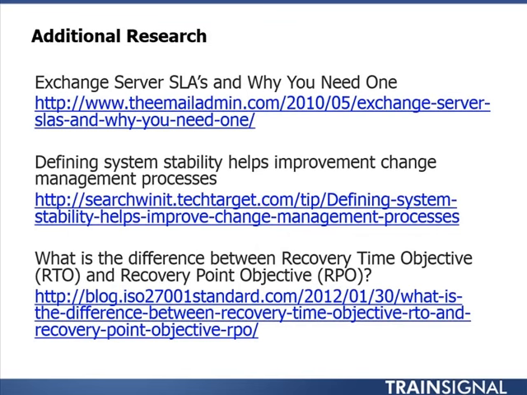Some additional research that you may want to take a look at includes a few of these different blog articles that you can find. The Exchange Server SLAs and Why You Need One is a really good one from Paul Cunningham. He's an Exchange MVP. There's Defining System Stability, helps improve change management processes. And there's What is the difference between Recovery Time Objective, RTO, and Recovery Point Objective, RPO.